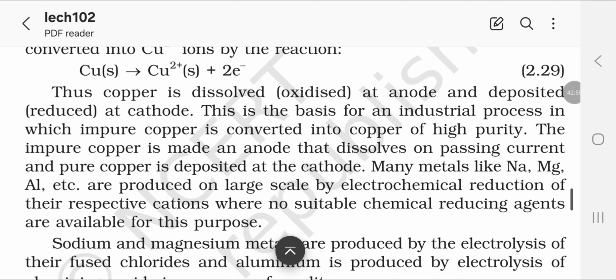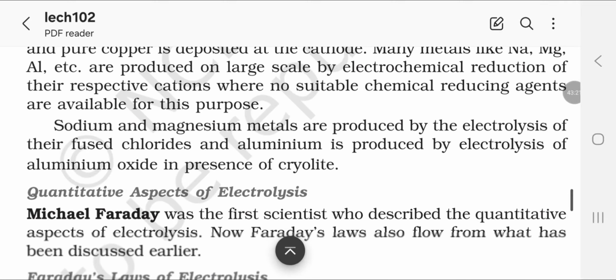This is the basis for an industrial process in which impure copper is converted into copper of high purity. The impure copper is made an anode that dissolves on passing current, and pure copper is deposited at the cathode. Many metals like sodium, magnesium, aluminium, etc. are produced on a large scale by electrochemical reduction of their cations, where no suitable chemical reducing agents are available for this purpose. Sodium and magnesium metals are produced by the electrolysis of their fused chlorides, and aluminium is produced by electrolysis of aluminium oxide in the presence of cryolite.